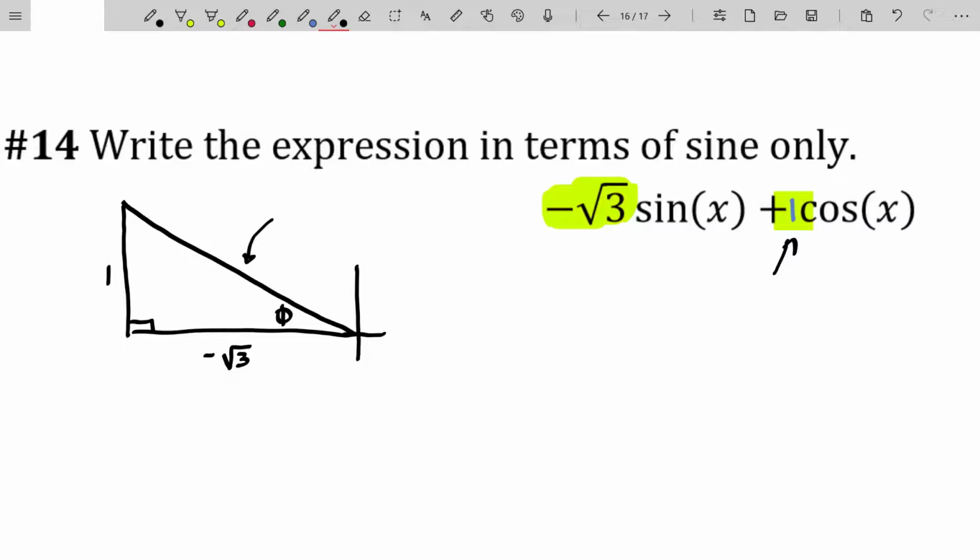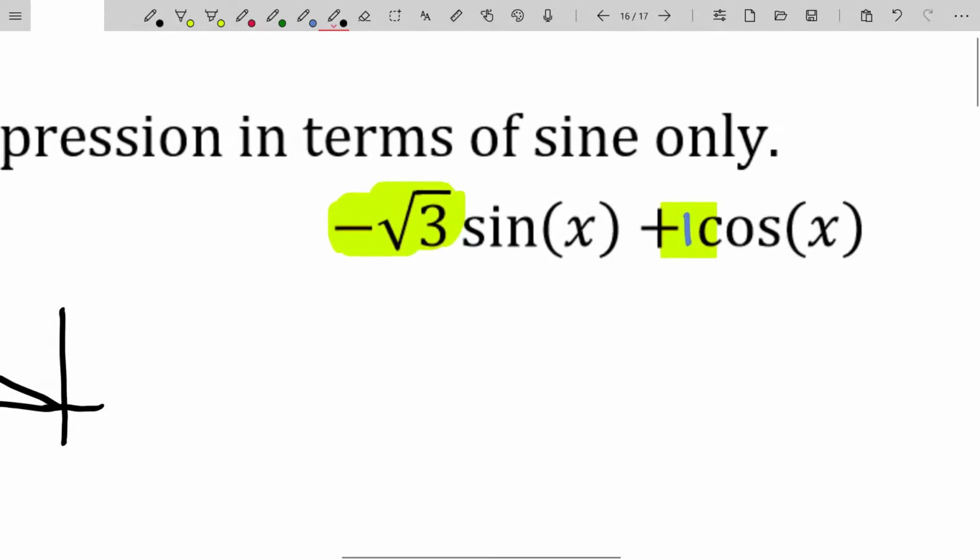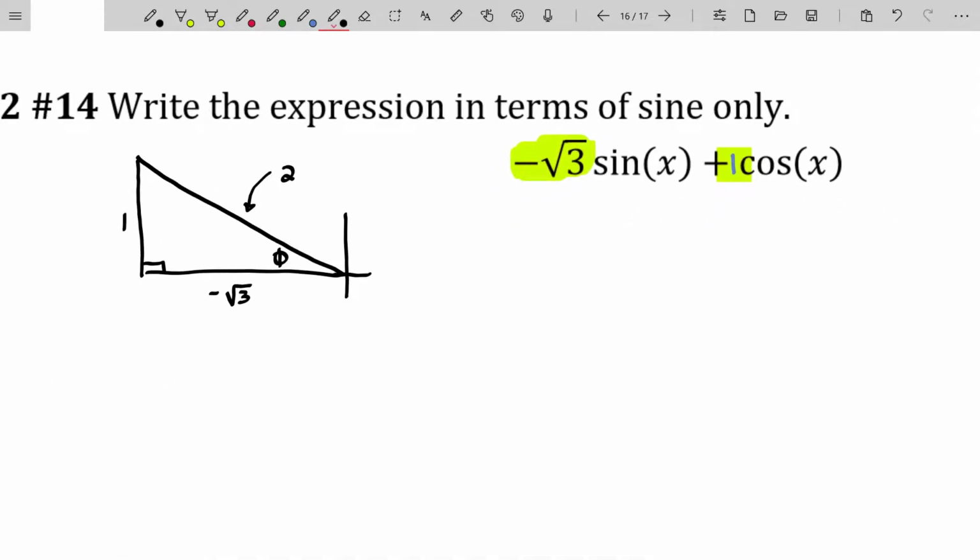So let's go ahead and use the Pythagorean theorem here. That's going to be 1 plus 3, which is 4, square root of 4 is 2. So there we go. And by the way, hypotenuses are always positive, so you don't have to worry about that ever becoming negative. Now what I'm going to do is take this expression here and multiply top and bottom, numerator and denominator, by this hypotenuse length.